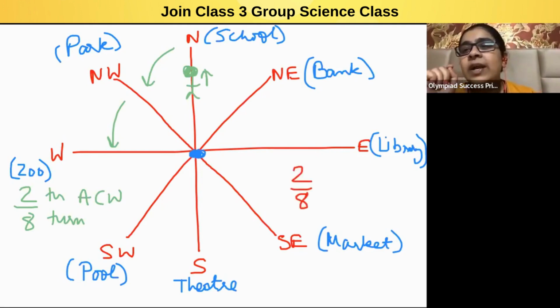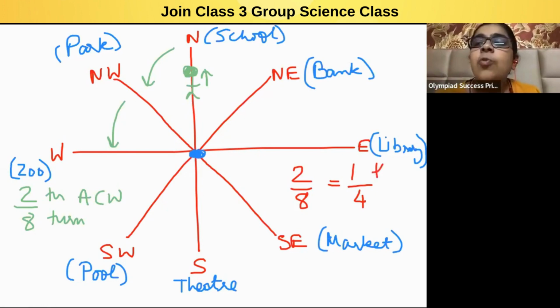Can we divide 2 by 2? What do you get when you divide 2 by 2? We get a 1. And what do you get when you divide 8 by 2? You get a 4. Half of 8 is 4.